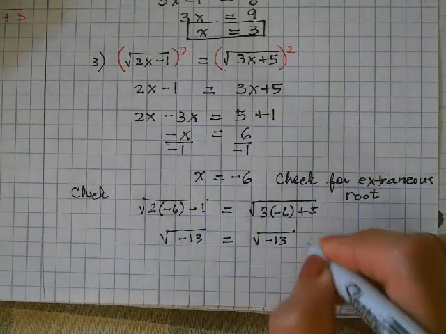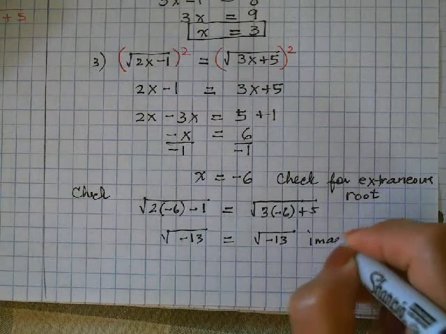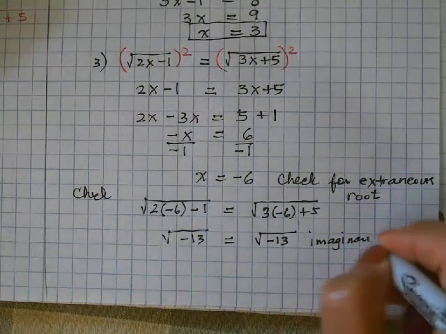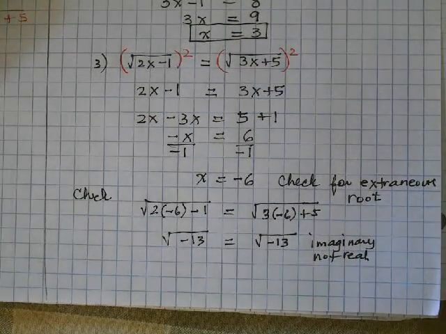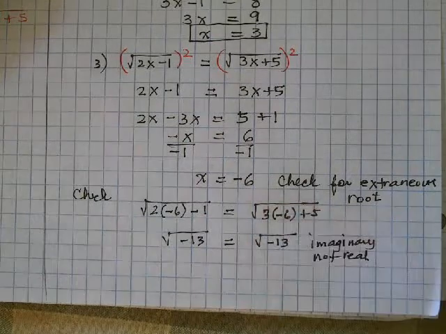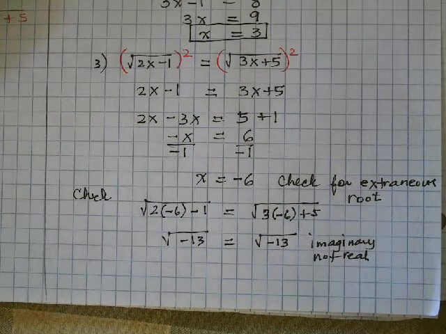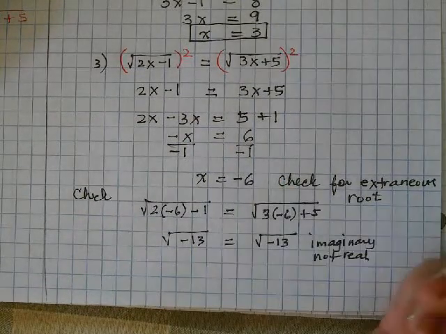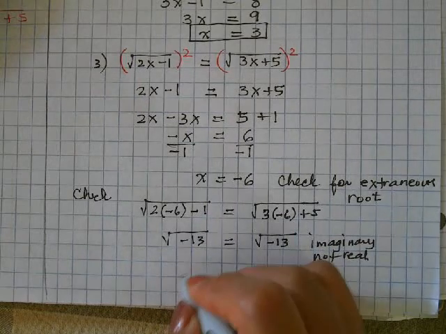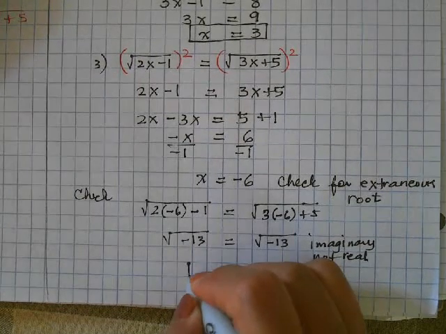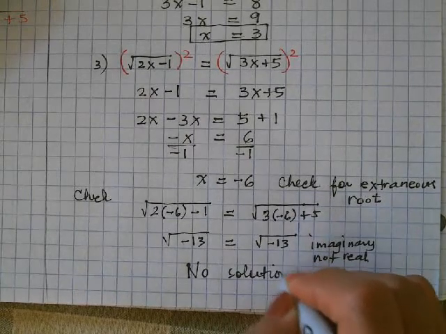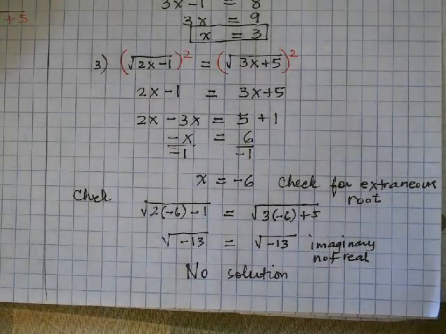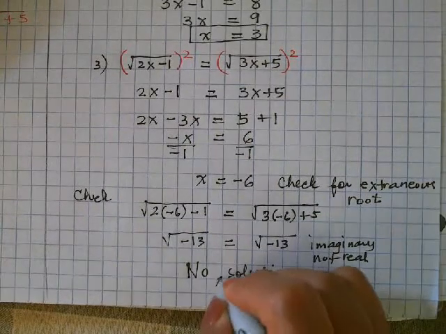These are imaginary numbers. It's not real. So you will still not consider x equals negative 6 as your solution. Although you got an answer here, you will still conclude that there is no solution. Okay, that's the final answer: no solution, or no real solution. That's even better.